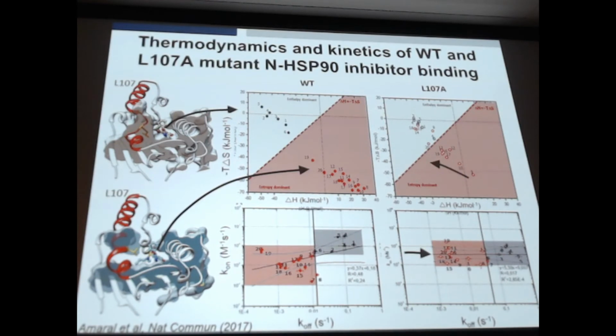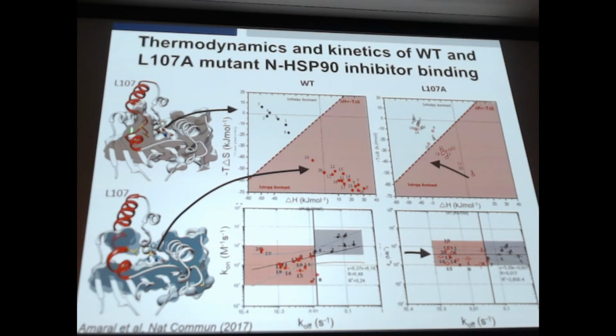So now let's go back to the thermodynamics and kinetics. Here we have the wild type I showed you before. Here's the mutant. We can see that on mutation, the entropically favored binding to the helical conformation becomes less entropically favored. We shift more in this direction towards enthalpic binding. Moreover, the on rates, as you can see here, have shifted such that the on rates on average are indistinguishable between the two conformations, although the difference in the off rates is maintained.